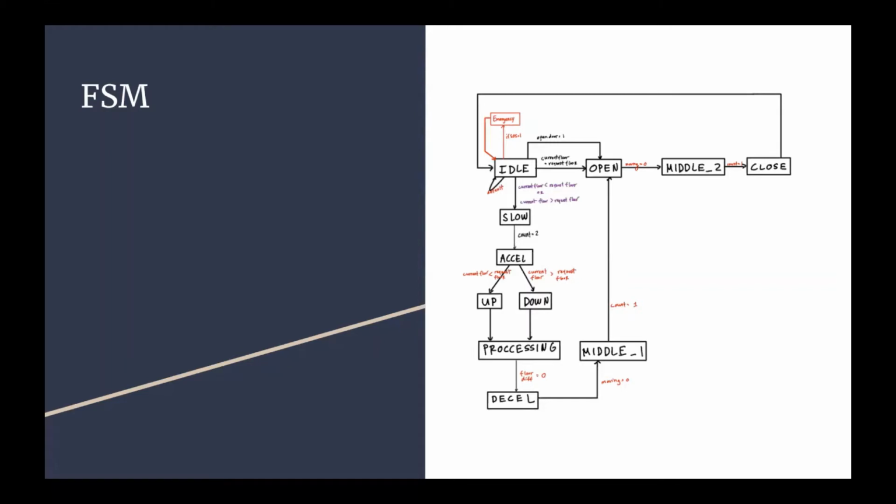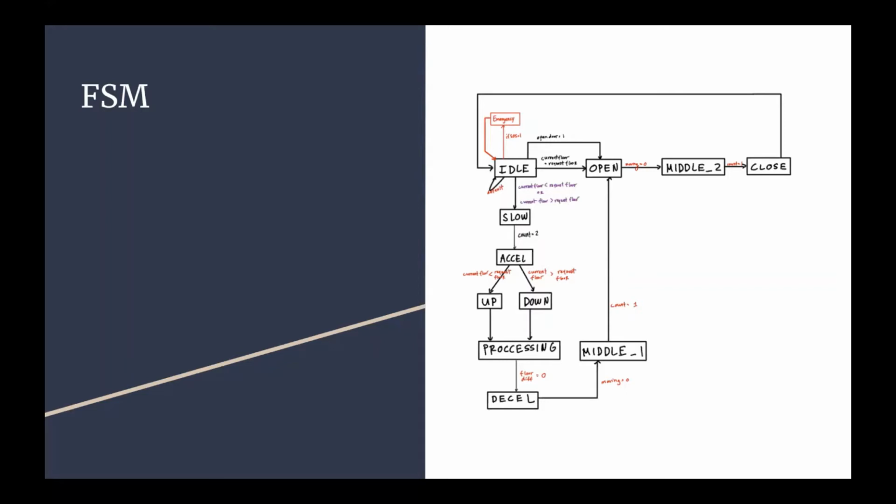Once that happens, the elevator doors open and moves into the second middle state, and then the elevator doors close. When the door closes, the elevator returns to the idle state. The other possible case is when the requested floor is the same as the current floor, and if so, then the elevator doors will open, and since the elevator isn't moving, it will go into the second middle state, and then the doors will close again.